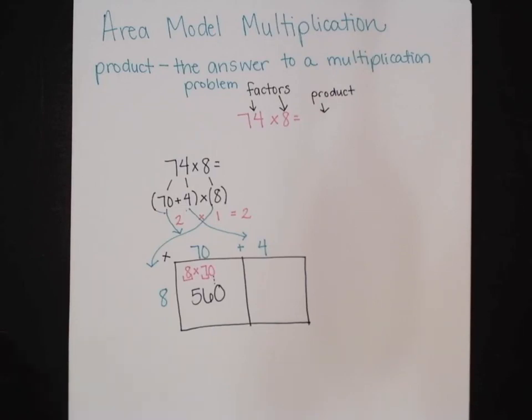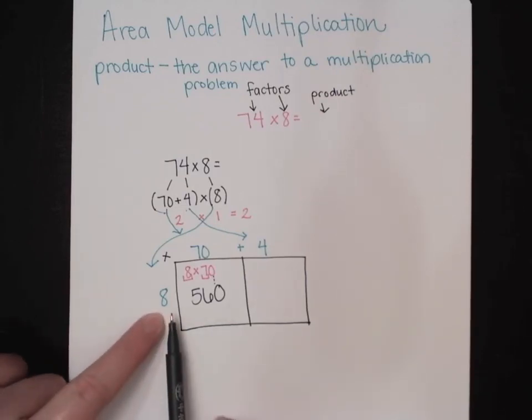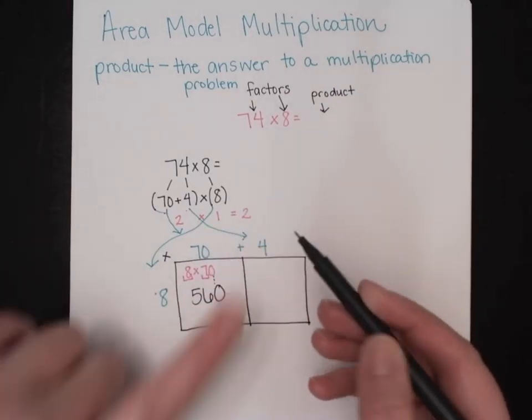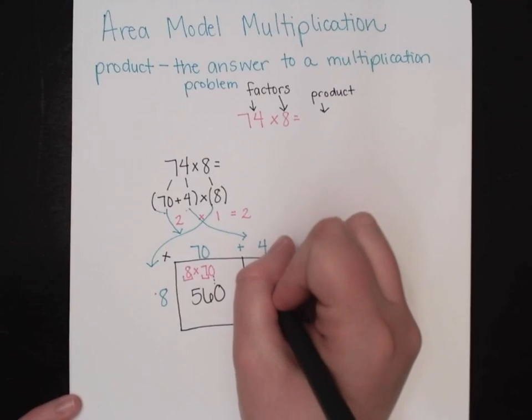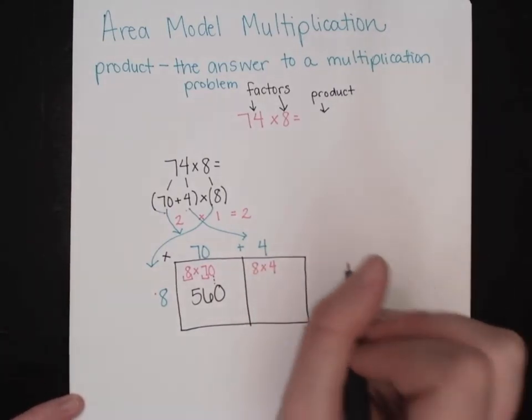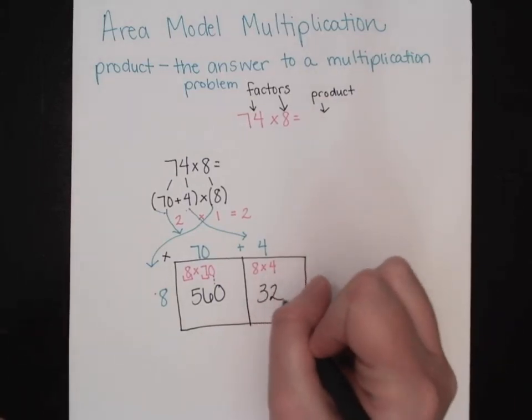Now for my next box, I'm still using my 8 because that's on the side. And now I'm doing 8 times 4. So I'm going to write that at the top of my box. 8 times 4. And 8 times 4 equals 32.